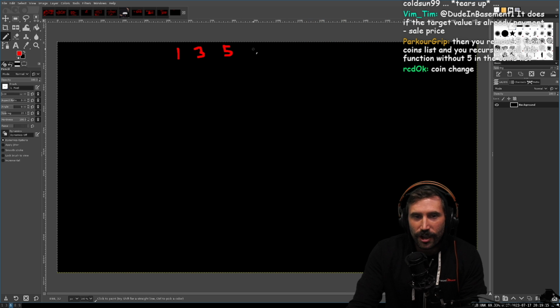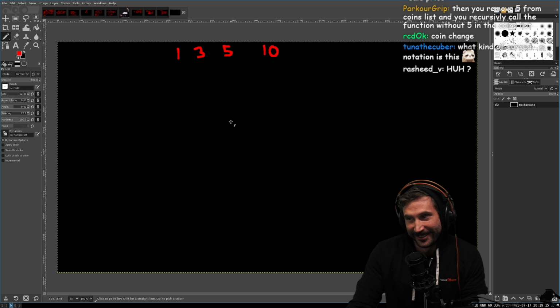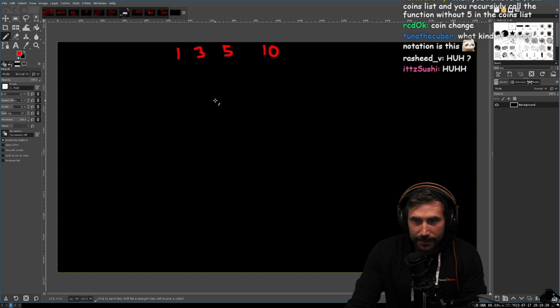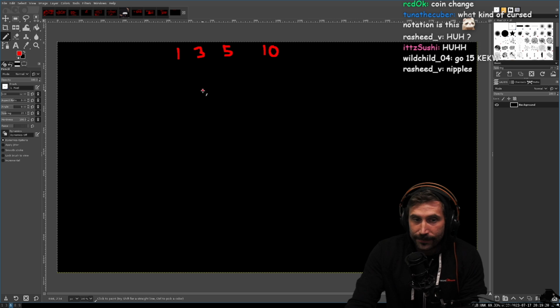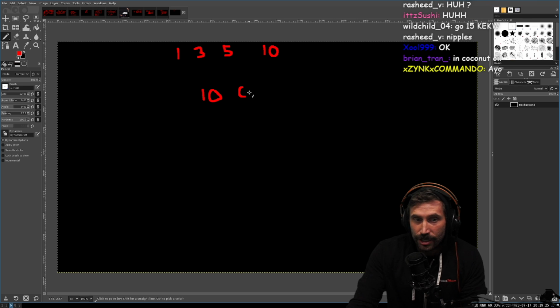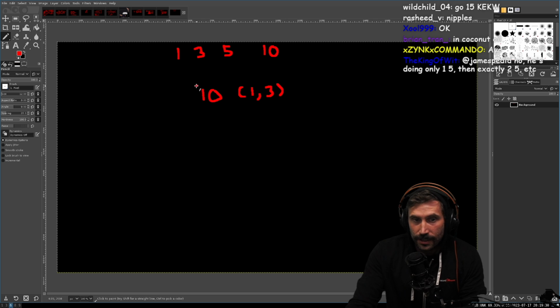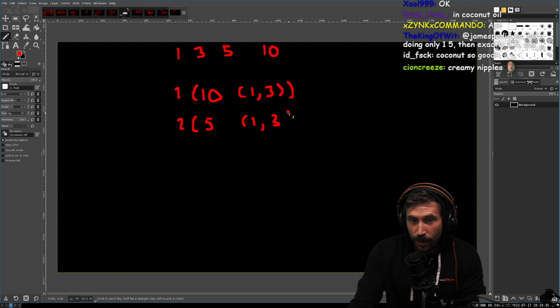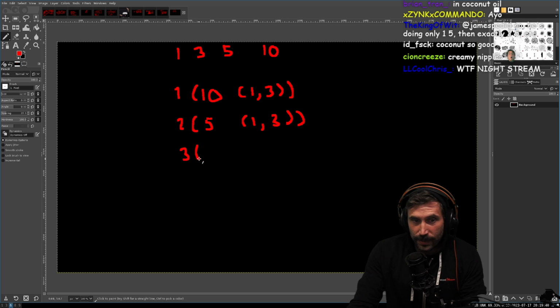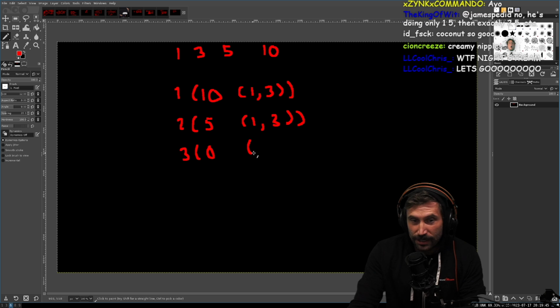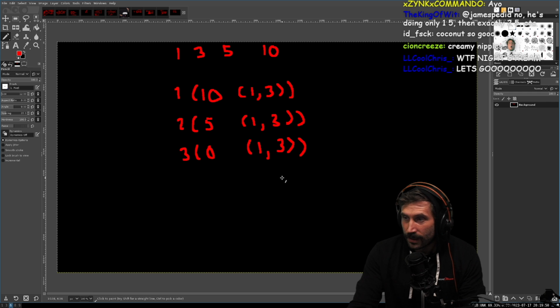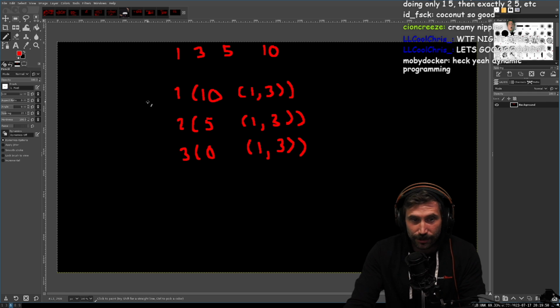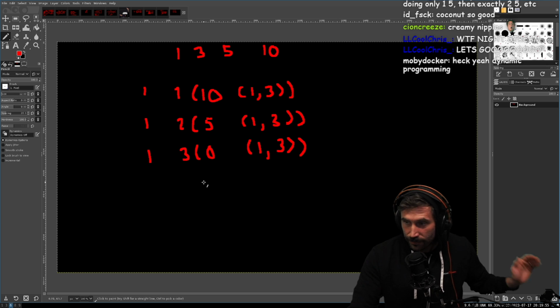3, and 5, and we're solving the number 10. Okay, so that means we can use 0 5s, which gives us 10, which means we can make change with 1 and 3, correct? So here's version 1. Version 2 means we can make change with 5, 1 and 3, right? We use 1 5. Version 3 means we can do it with 0, right? We use all of our 5s, and we make change with this. Okay, does this make sense? I feel like this makes sense. So there's 3 possible ways to make change for 10 with just 5s.